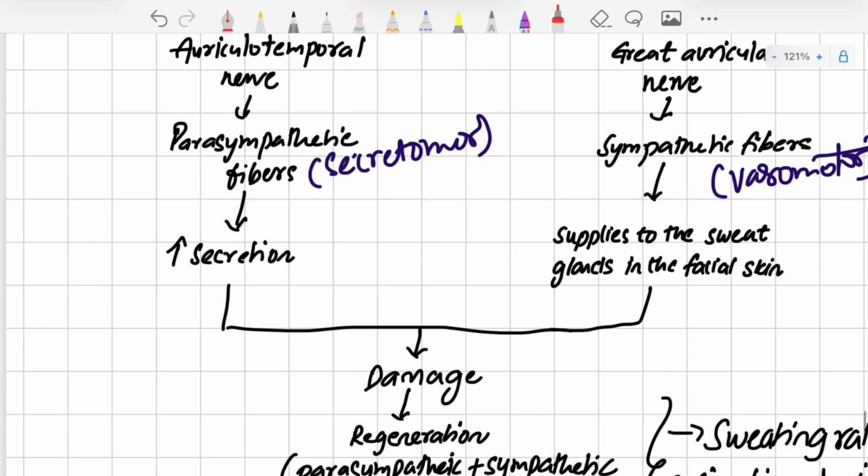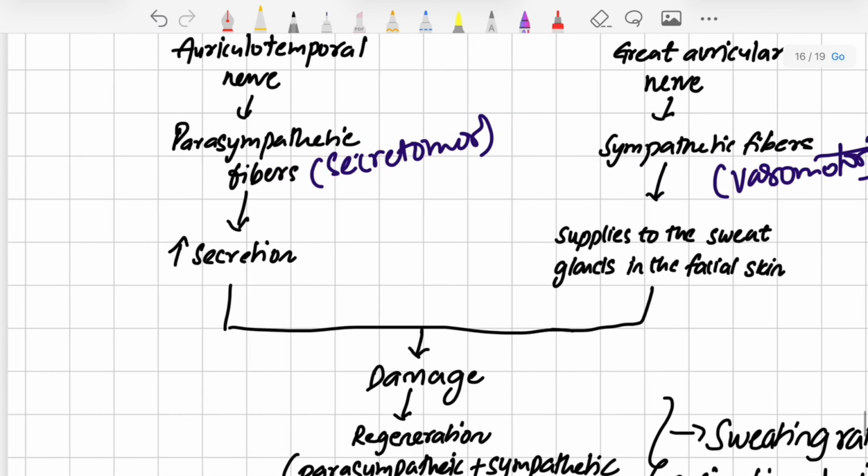The main thing which you need to remember is during regeneration, suppose this is the auriculotemporal nerve, just a rough diagram. This is the auriculotemporal nerve, as well as this is the great auricular nerve. Now these two get damaged, and during the regeneration these grow together like this. So instead of salivation, we will have sweating. So this is all about the parotid gland, guys.